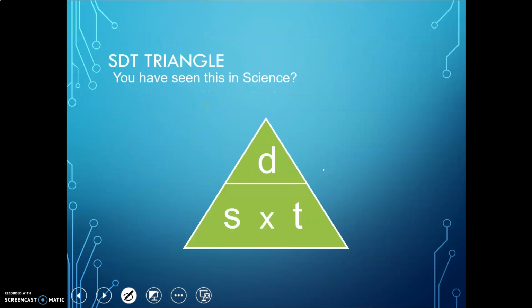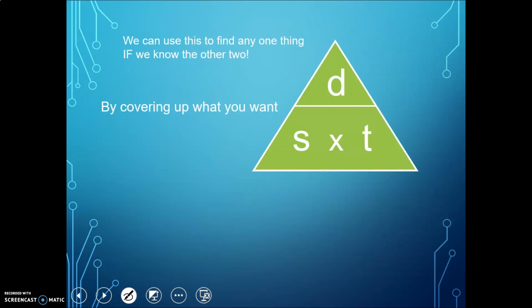There's also a triangle used to organize the formula to help you solve for other parts besides speed. So, for example, you cover up what you're looking for. So maybe you're looking for speed. You cover up speed. This means that you're going to calculate speed by distance divided by time. So this line represents a division symbol.